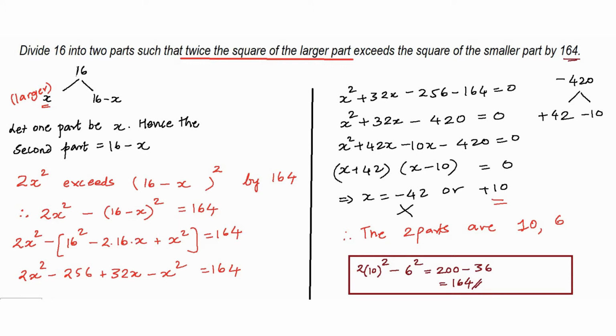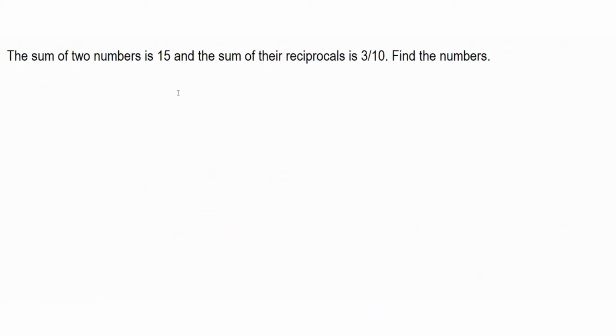Moving on to the next question. The sum of two numbers is 15 and the sum of their reciprocals is 3 by 10. Find the numbers. So the sum of two numbers is 15. This is again similar to splitting 15 into two parts. So I would say let the two parts be x and 15 minus x.